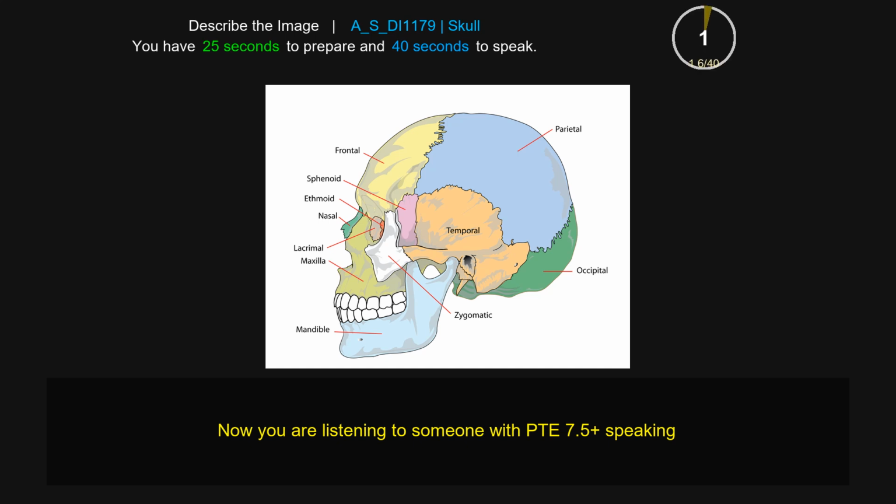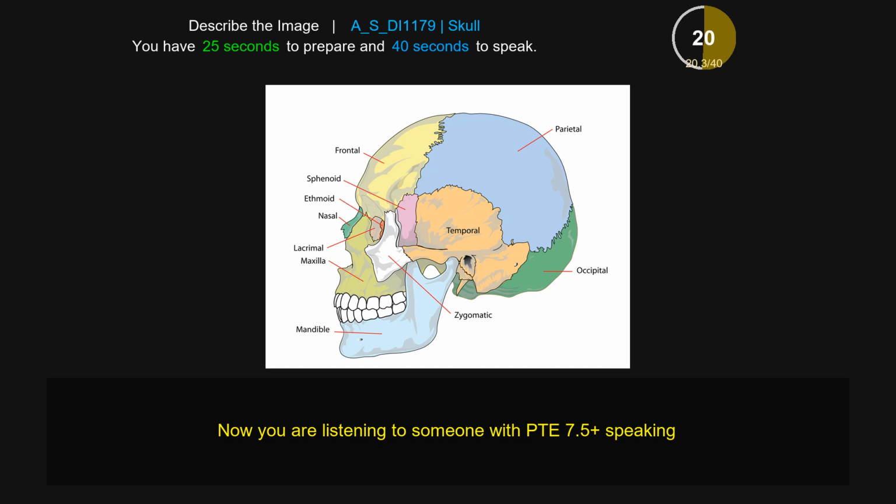The given image is a human skull and it gives information about different parts of the skull in humans. It can be seen that different parts are marked with different colors and are represented with different sizes. The largest part of the skull is parietal, while the smallest part of the human skull is nasal.